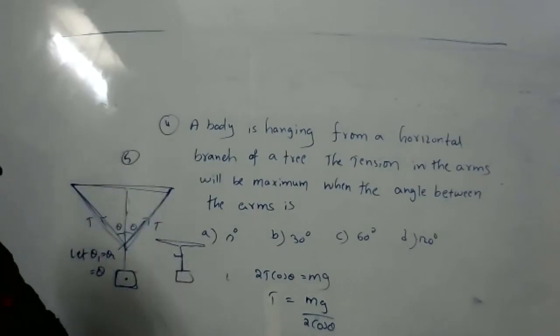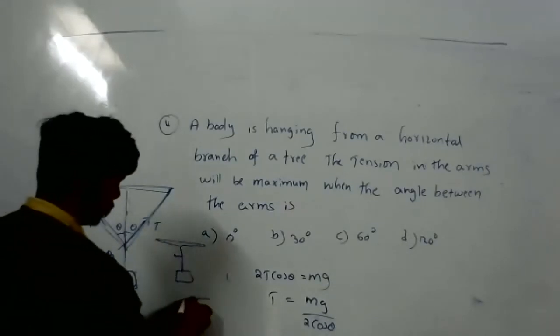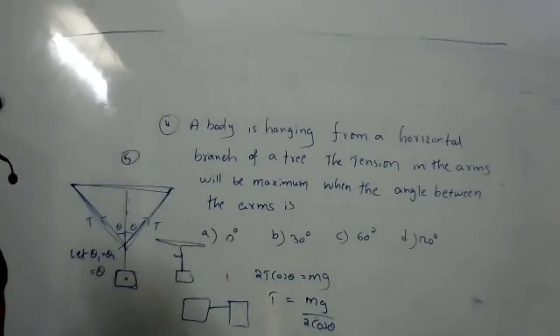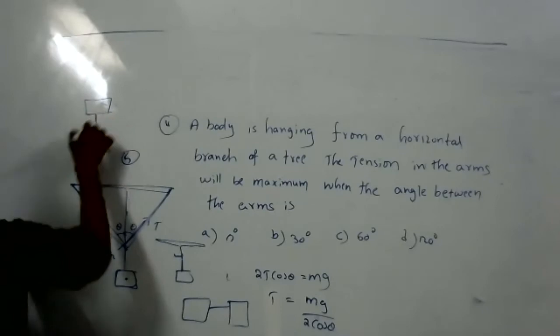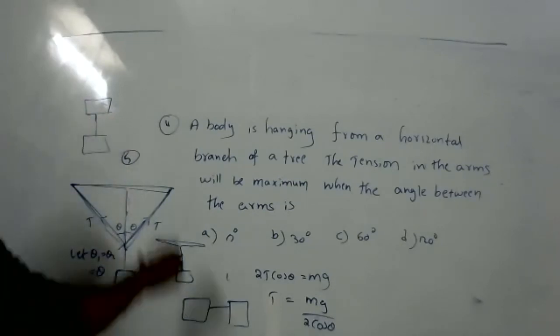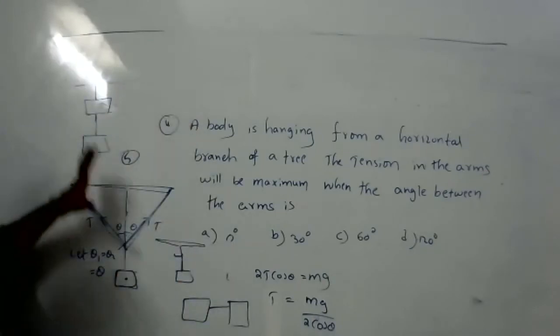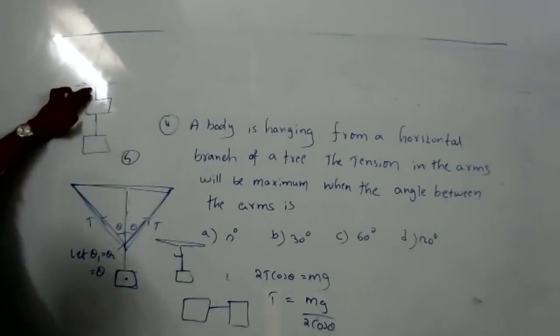Sir, I think I know a little bit. Tell me. Sir, we can consider one block connected to another block, vertically upward. And the upper block is connected with one string at the topmost part. I can split it into two strings to have the same tension because the mass is the same. There will be two strings.